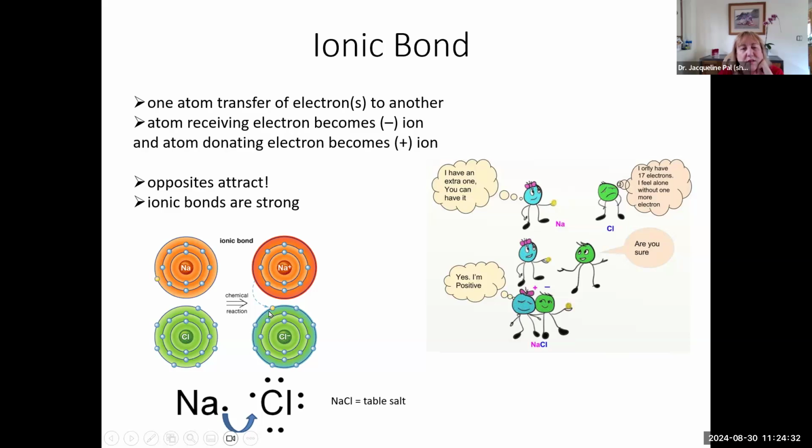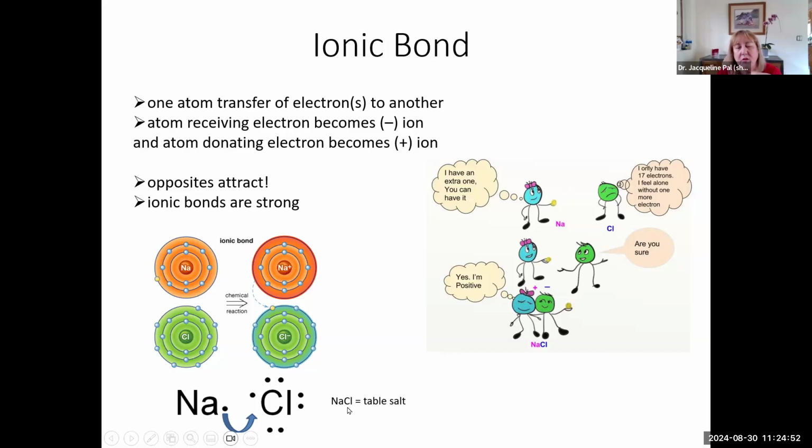Chloride is going to gain one. So sodium is going to become a cation. Chloride is going to become an anion. Here is how to draw it in words if you don't want to be drawing all the circles and stuff.